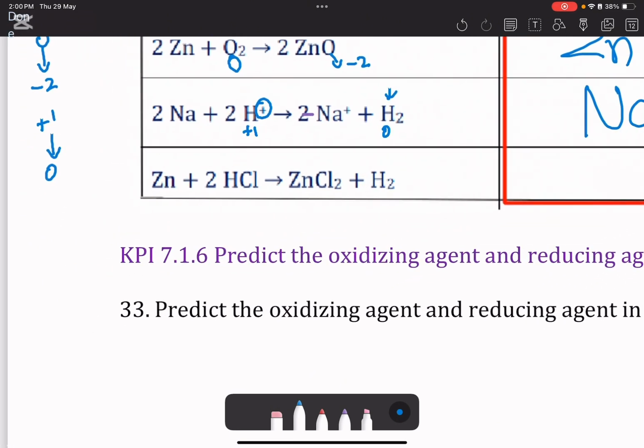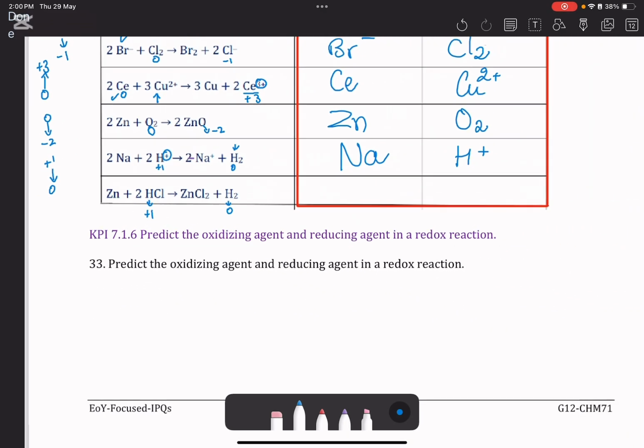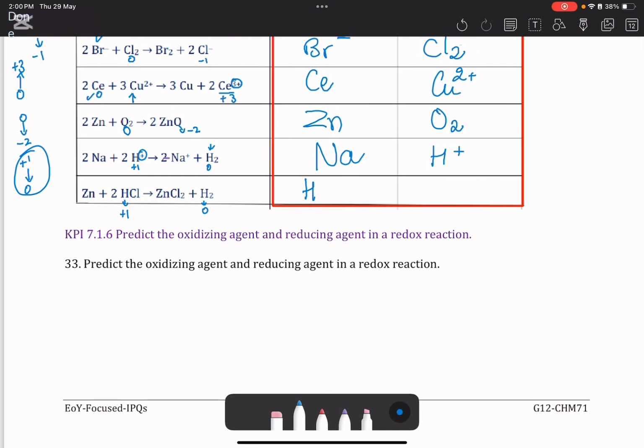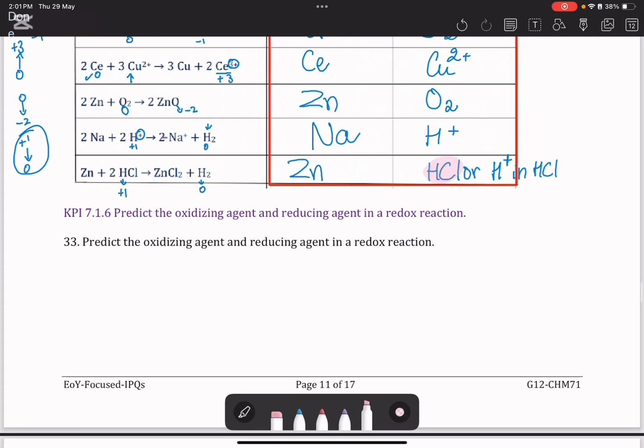Again, H in a free element is 0. H in a compound is +1. It's the same thing, it dropped. So you can say here, wait, sorry, I wrote in the wrong place. HCl reduced and Zn oxidized. Or you can say H plus in HCl reduced and Zn oxidized. But it's fine. This answer is enough. Now predict the oxidizing agent and the reducing agent in a redox reaction.